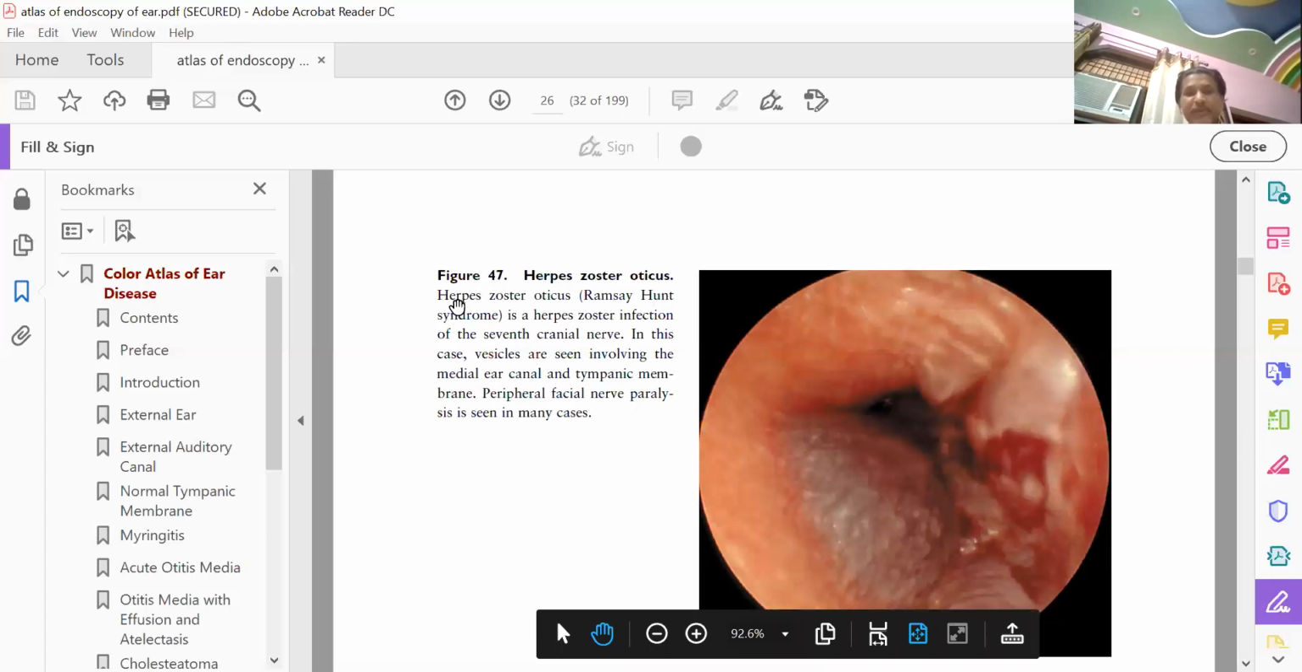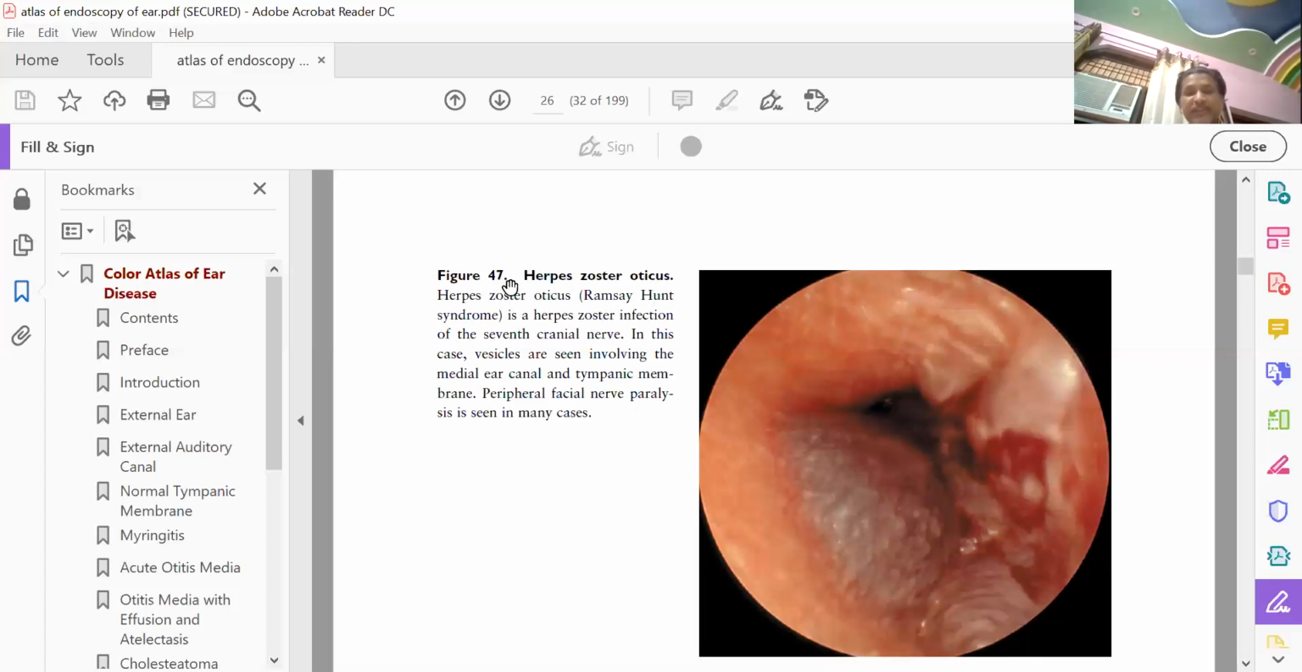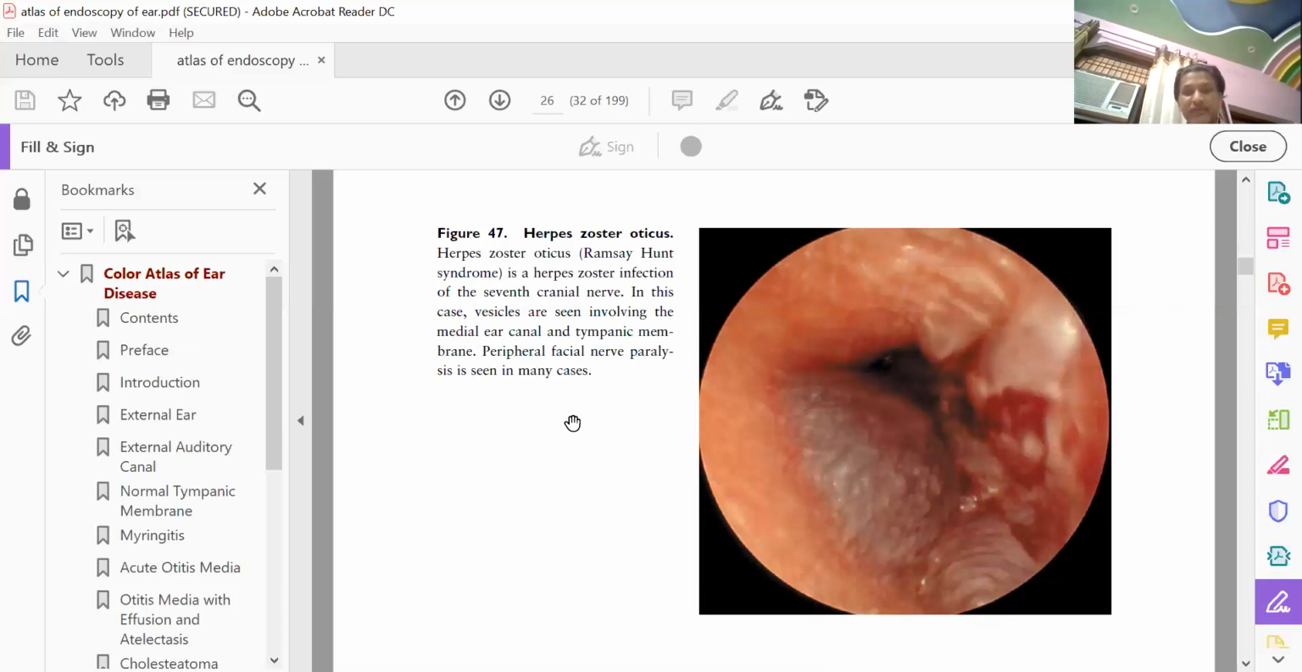Very important. This is herpes zoster. It is an inflammatory sequence of the herpes zoster virus. Oticus stands for the ear, and along with it there is a peripheral facial nerve palsy. So this is a bimodal syndromic appearance, in the sense that first of all we have a herpes zoster inflammation, and along with that we have an involvement of the seventh nerve or the facial nerve, and you have a facial nerve palsy. So this is Ramsay-Hunt syndrome, very important.